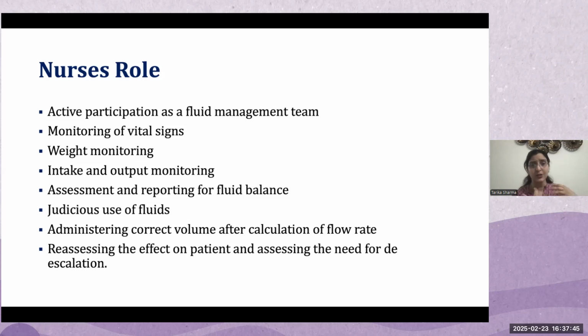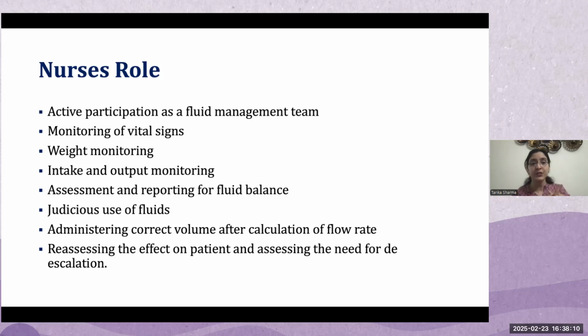It's also our responsibility, being nurses, to administer the correct volume after calculation of the flow rate. So whatever fluid has been given to the patients, like the person has been put on 1000 ml of Ringer's lactate solution, suppose, per 24 hours, you have to calculate the flow rate. If I have to give 1000 ml in 24 hours, how much fluid I have to give in 1 hour? And depending on that, you have to set your flow rate.